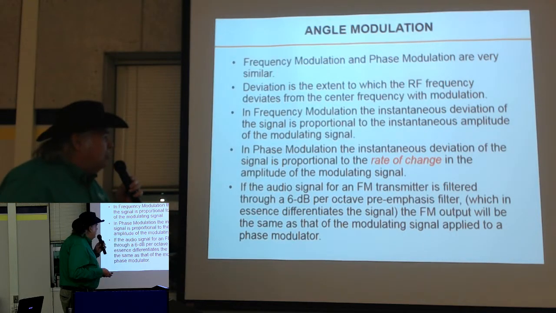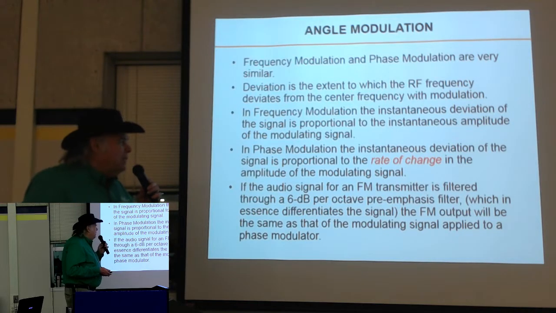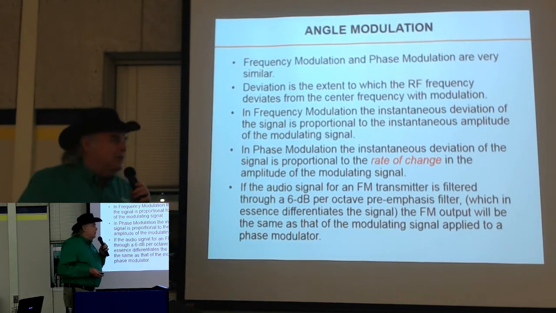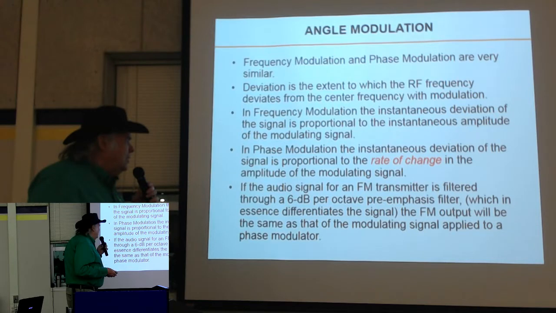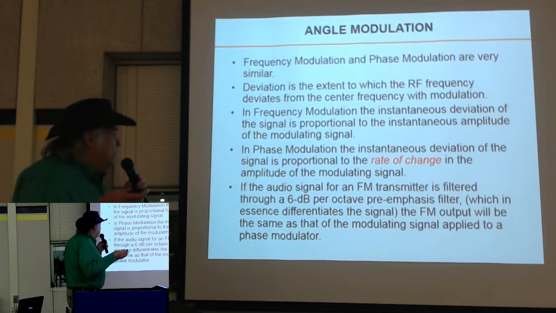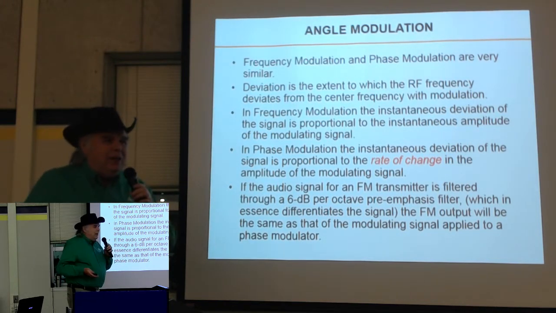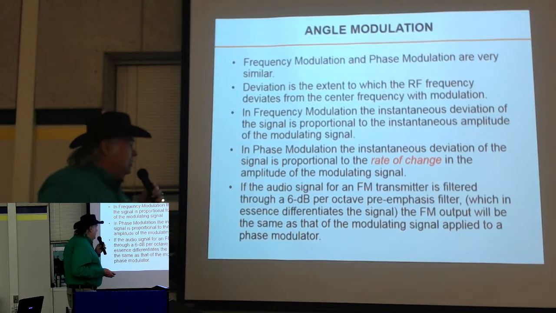Phase modulation is a little bit different. It's really the derivative of the signal, so it's proportional to the rate of change in the amplitude of the signal. So this is the difference: one is the actual amplitude, the other is the rate of change in the amplitude, which is phase modulation.